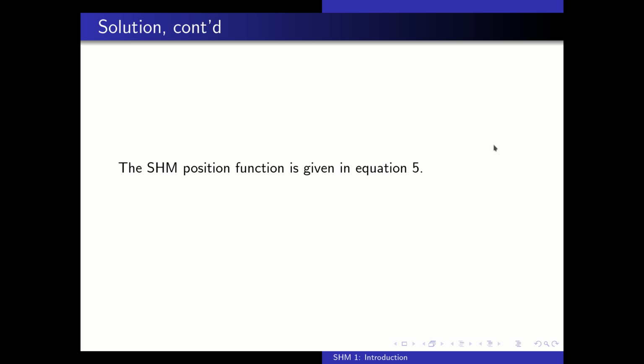All right, let's go and take a look at the SHM position function. Again, if you need that hint, the SHM, the simple harmonic motion position function, is given in equation 5. Go take a look at that and see if you can figure out what you need to solve it. And let's see how you did.